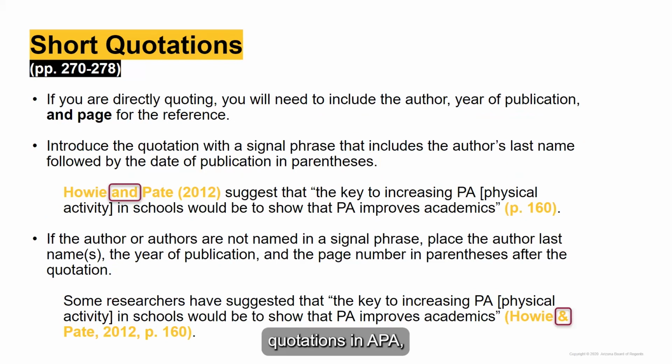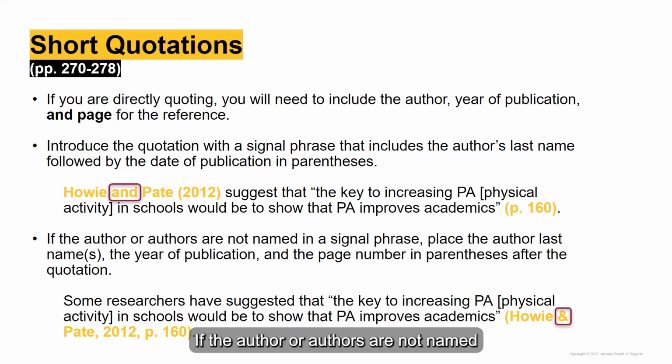There are 2 forms of quotations in APA, short quotations and block quotations. We will start by talking about short quotations. If you are directly quoting, you will need to include the author, year of publication, and page for the reference. For short quotations, you have 2 different options to cite the quotation. You can introduce the quotation with a signal phrase that includes the author's last name followed by the date of publication in parentheses. For example, Howie and Pate (2012) suggests that the key to increasing PA, physical activity, in schools would be to show that PA improves academics (page 160).